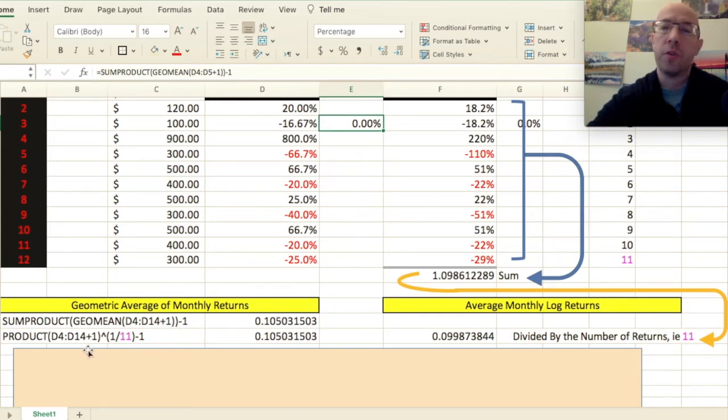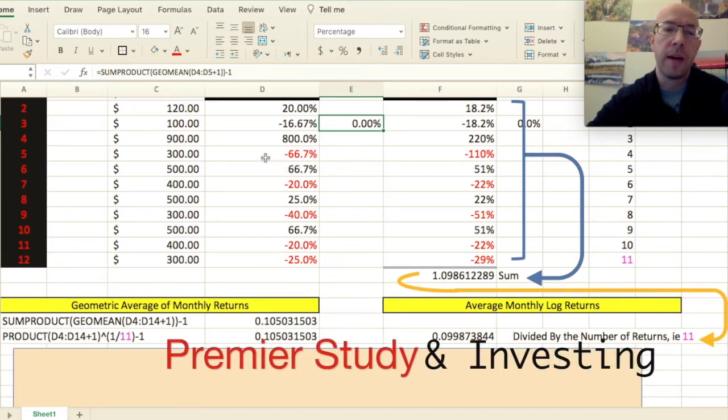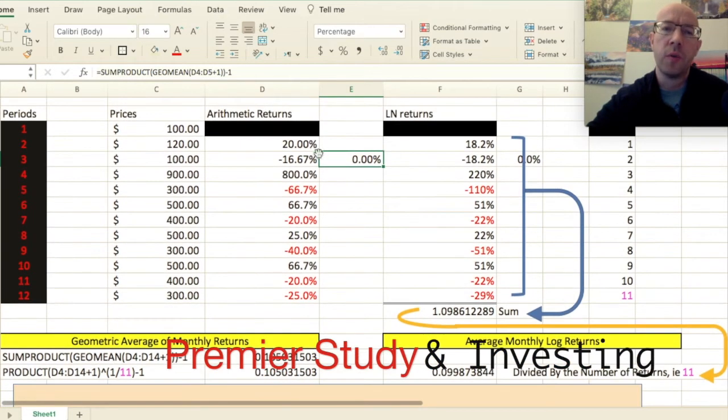You can also do it the more traditional way that they teach in the textbooks, which is basically taking the product of all of our returns, adding 1 to each one. So it'd be like 1.2, and this one would be like 1.667, right? The red ones you have to subtract, but you multiply all those together, and then you raise it to the power of the fraction 1 divided by 11 in pink, the number of periods you have minus 1. Why minus 1? Because we don't have any return after that first period.